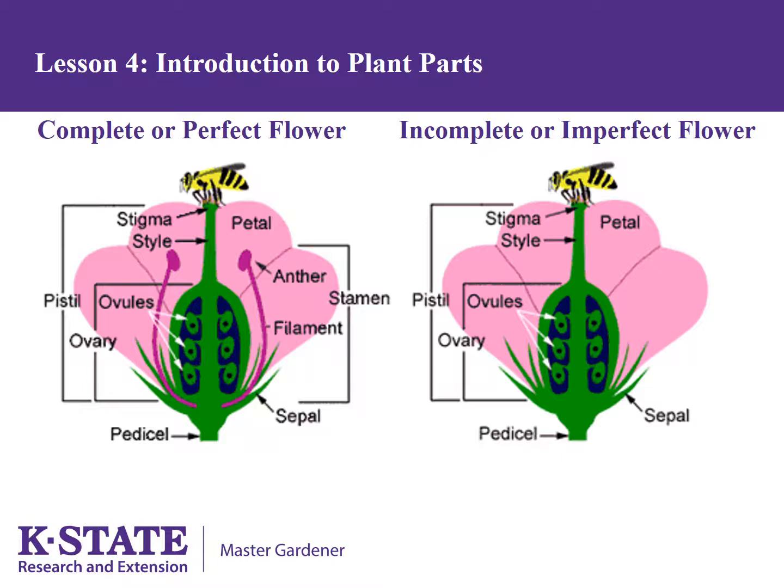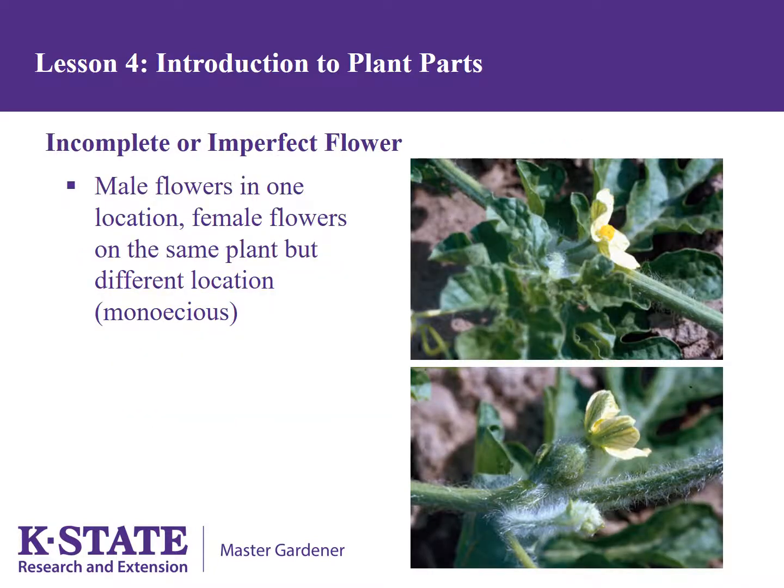Imperfect flowers have separate male and female flowers. The illustration on the right is of a female flower. In some cases, the male and female flowers are on the same plant. This is termed monoecious. Our example here is watermelon. The female flower has a tiny watermelon behind the flower, but the male flower does not. Other vegetable vining crops such as muskmelon and cucumber are also monoecious.